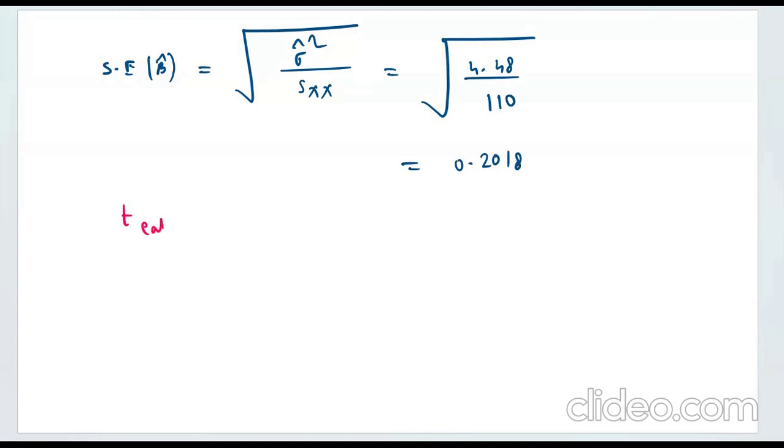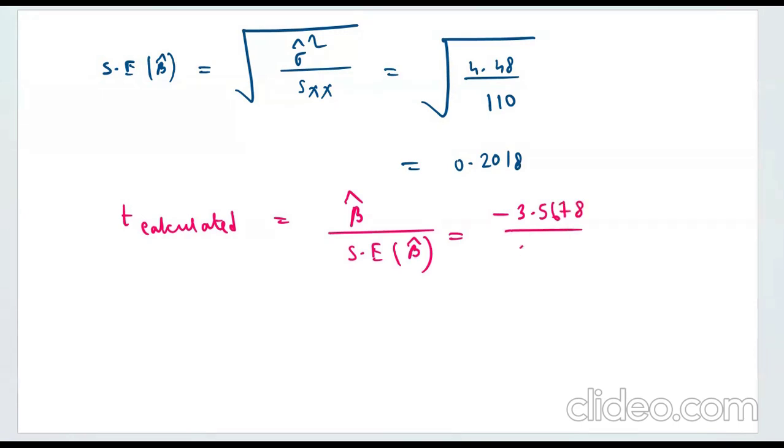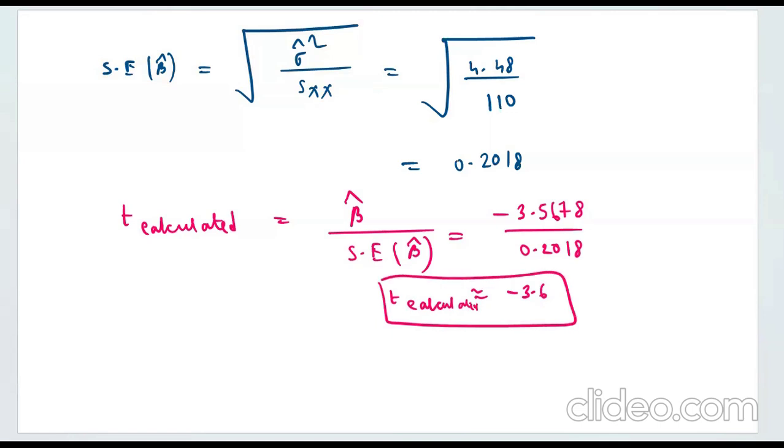Now we need to simply find out the T calculated value. Calculated T is beta cap upon standard error of beta cap. Beta cap we got as minus 5678 and this is 0.2018. If you compute, this will come out to be minus 3.6. So T calculated is minus 3.6.